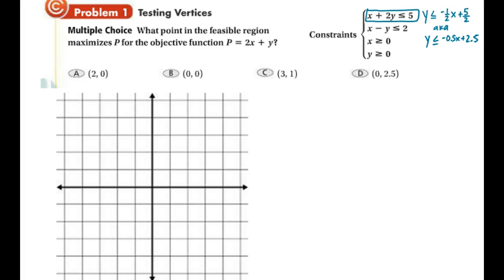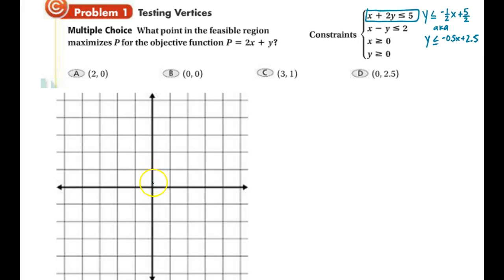So you can see what I did was I just solved for y, so I subtracted the x and I divided by 2. So I'm getting y is less than or equal to negative 1/2 x plus 5/2, and then I just put it in decimal form just to show you that 5/2 is the same thing as 2.5. So now what I'm going to do is graph that function.